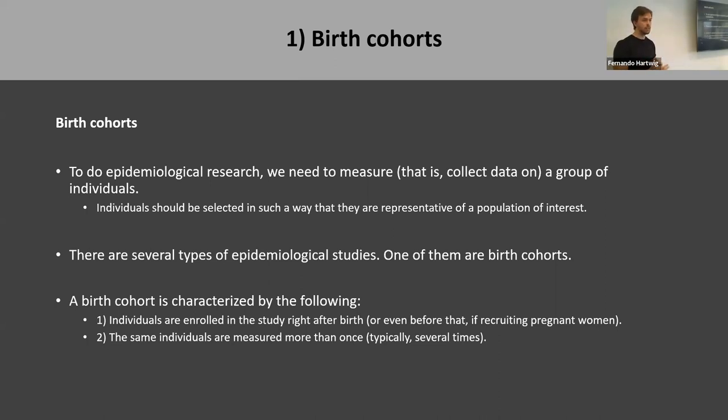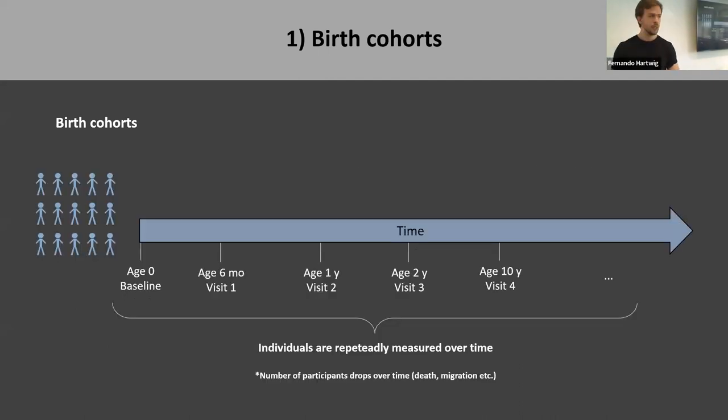And one of such studies is what we call birth cohorts. We can understand a birth cohort as an epidemiological study that has two main characteristics. The first one is that the individuals are enrolled in the study right after birth, or you can actually do it before birth if you're recruiting pregnant women. And the second defining characteristic is that the same individuals are measured more than once, and indeed, typically several times over their life course. So here is just a schematic representation of what a birth cohort is.